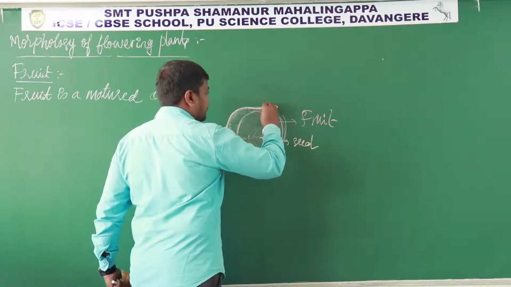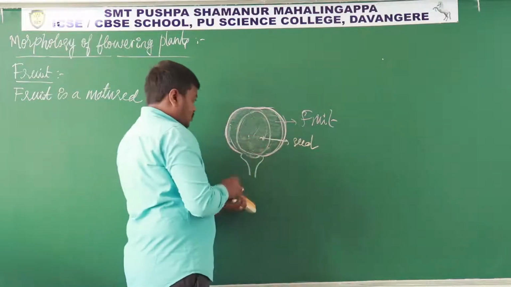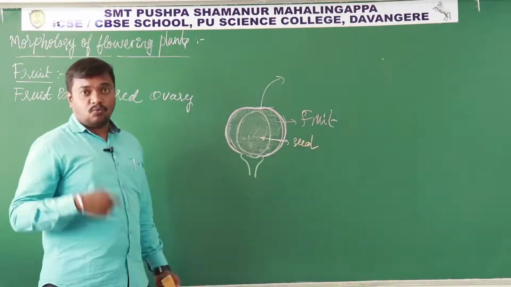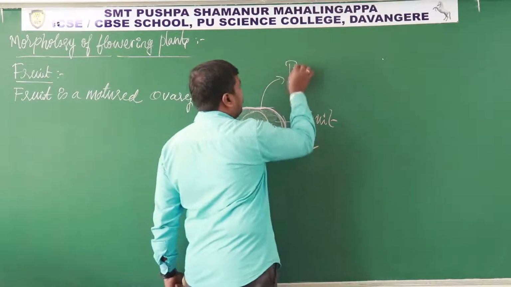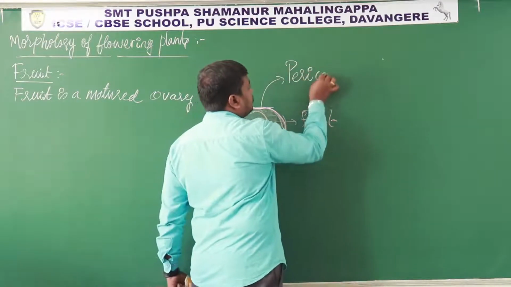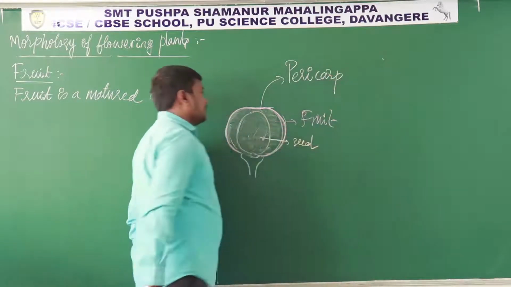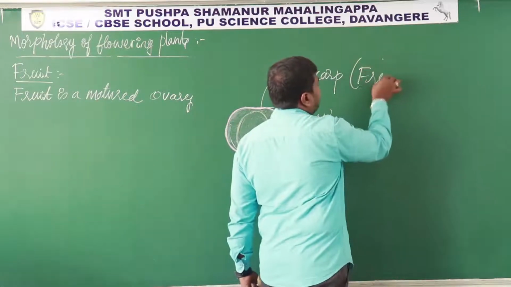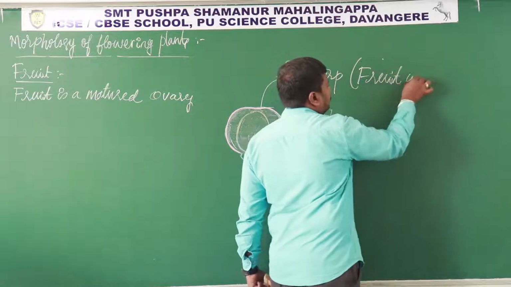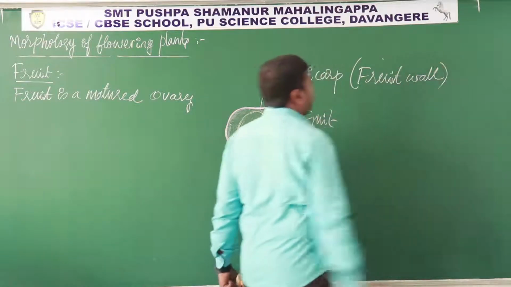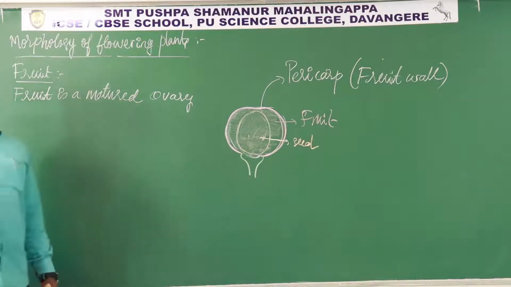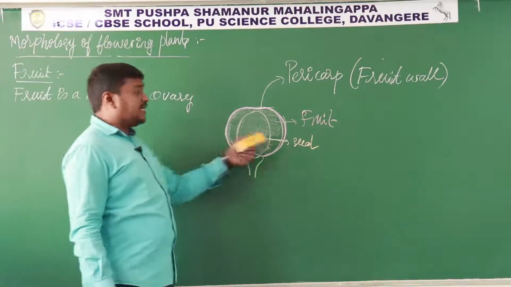Okay, so this is how fruit is formed after fertilization. Let me write this structure again. The fruit has an outermost protective layer called the pericarp. The pericarp is nothing but the fruit wall.